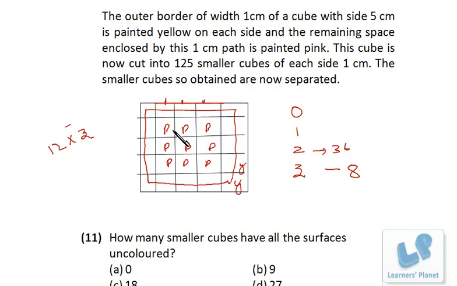Then the center pieces, 1, 2, 3, 4, 3 into 3, 9. 9 from each face. Now there are 6 faces, so 9 into 6, 54. Right? Now in all there are 125. So 54 plus 36, that's 90, plus 8, 98. So we are left with 27 with no faces colored. Okay?